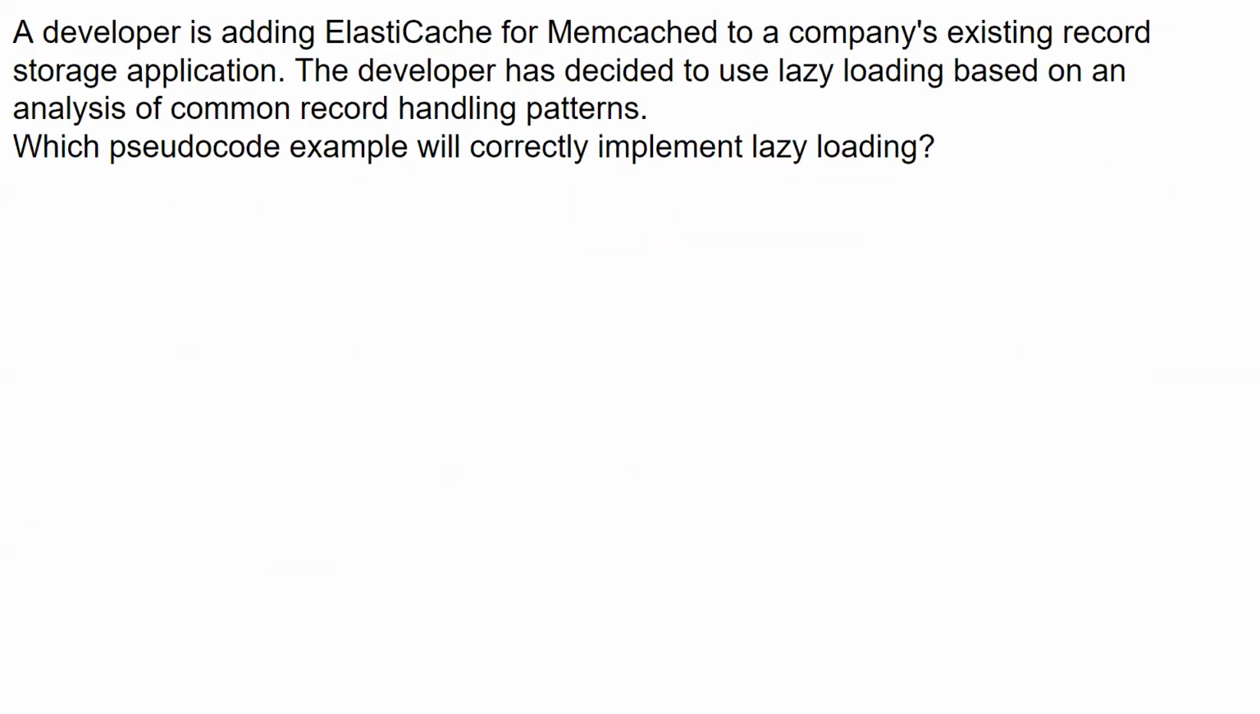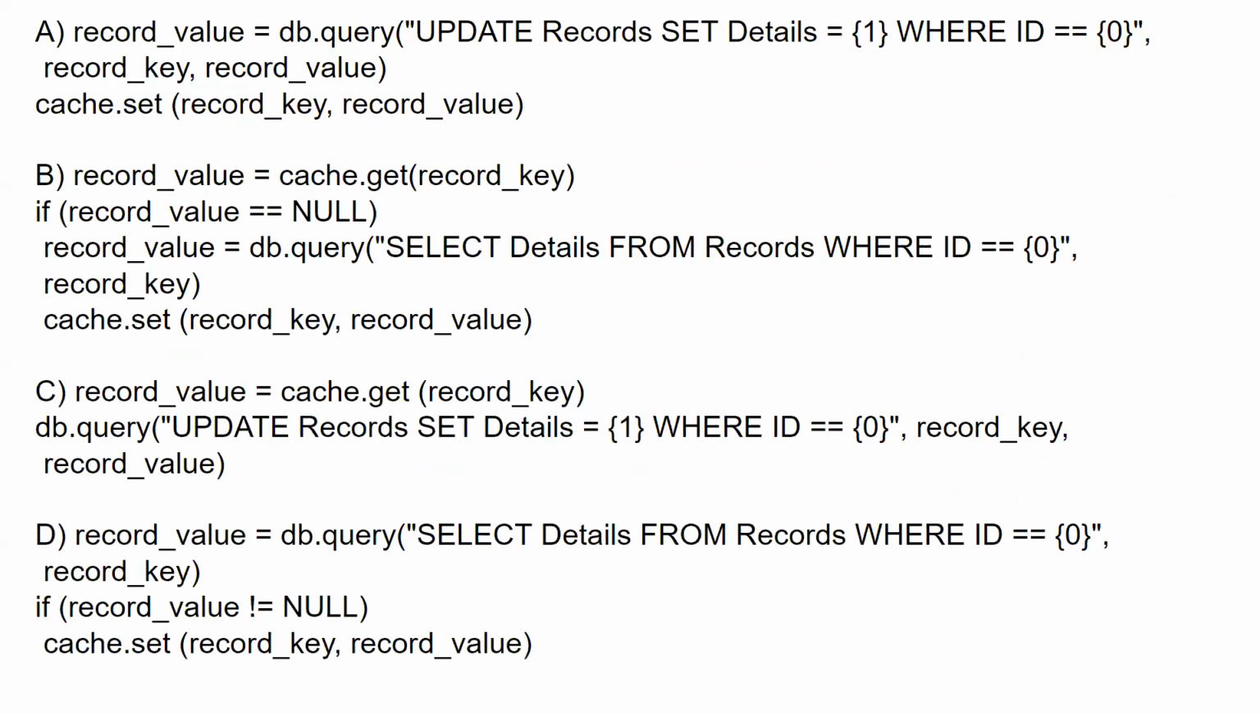A developer is adding ElastiCache for Memcached to a company's existing record storage application. The developer has decided to use lazy loading based on an analysis of common record handling patterns. Which pseudocode example will correctly implement lazy loading? Take a couple of minutes.